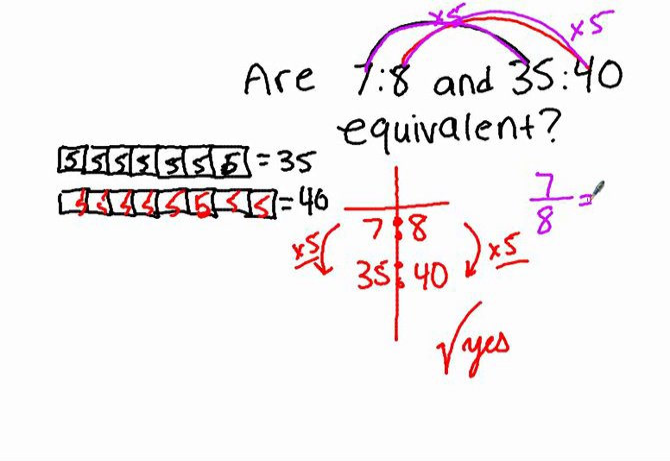Essentially, you could make equivalent fractions like this: 7 to 8 as a fraction, 7/8. Does that equal 35/40? And once again, times 5, times 5. They are equivalent because we're changing them by the same rate. Whatever you do to one side, you must do to the rest.